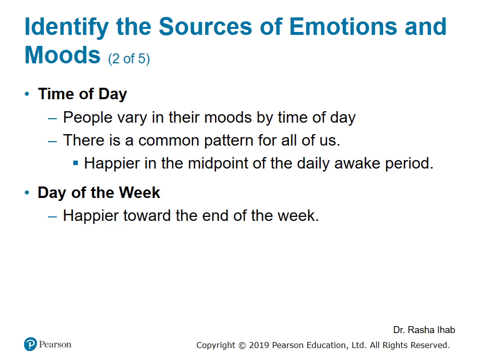So if you are awake for 12 hours, see which 12 hours you are awake. So in the middle of these 12 hours, in the sixth hour, you're going to have the happiest time or the best mood. The third source of emotions and mood is the day of the week. Most of the people are happier towards the end of the week, the weekend. Think about Thursday. All of us are very happy on Thursday because we are going to have a weekend. We are having a lot of plans for the weekend. So most of the people are having a positive mood towards Thursday because the weekend is coming.